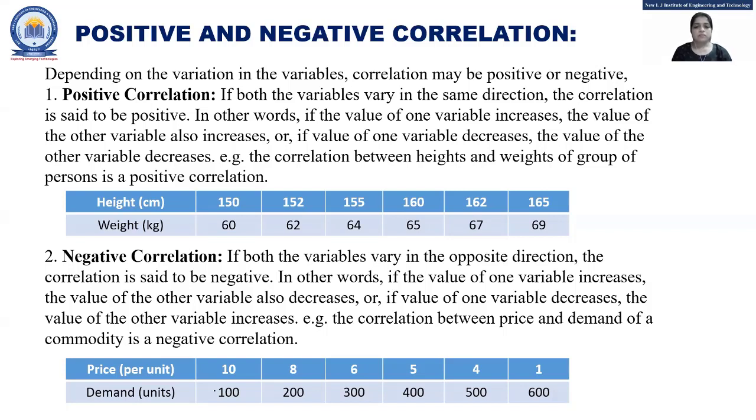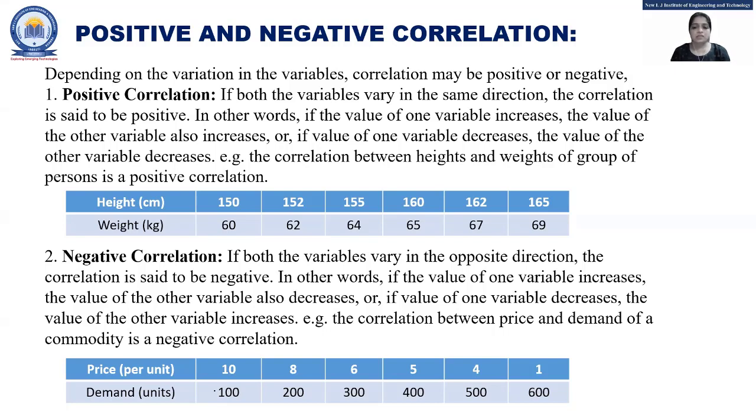Negative correlation: if both the variables vary in opposite directions, the correlation is said to be negative. In other words, if the value of one variable increases, the value of the other variable decreases, or if the value of one variable decreases, the value of the other variable increases. That type of correlation is known as negative correlation.